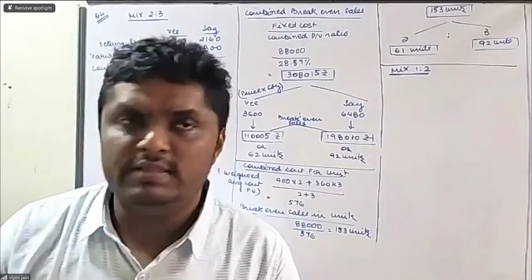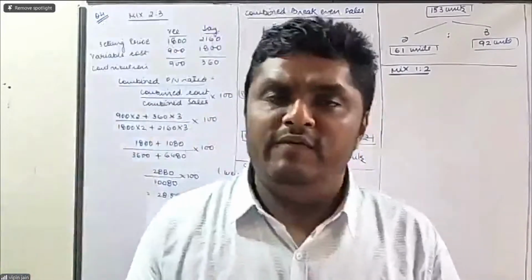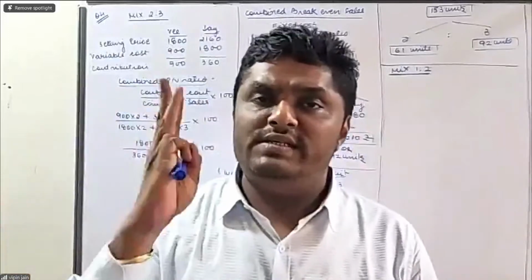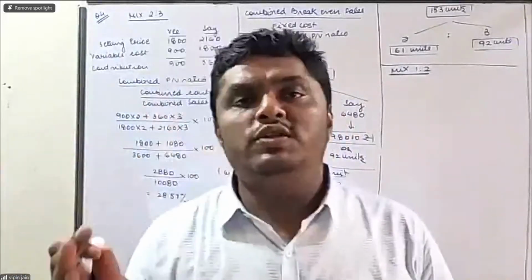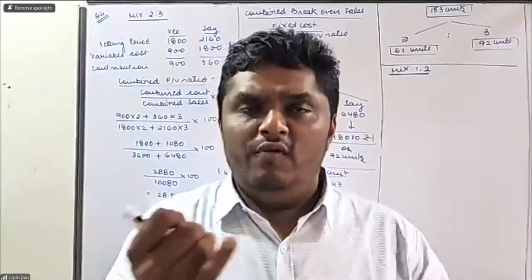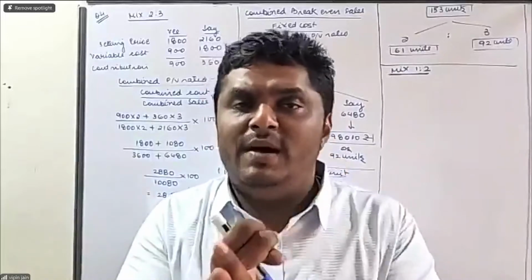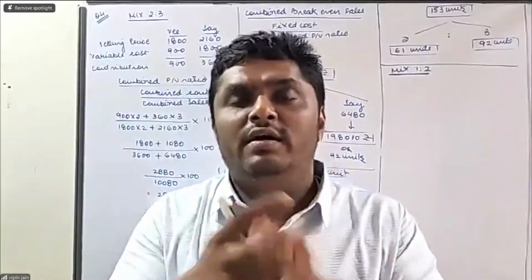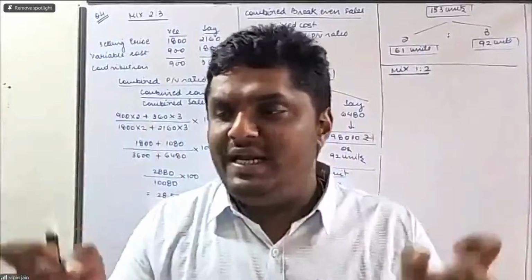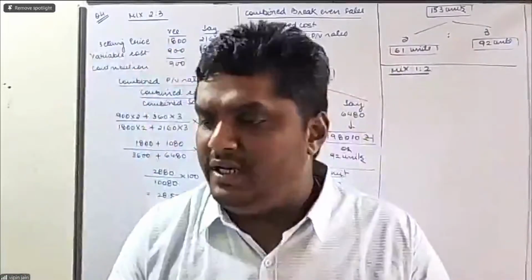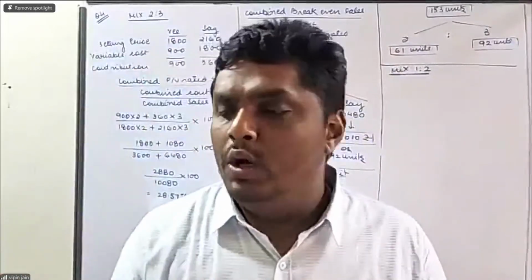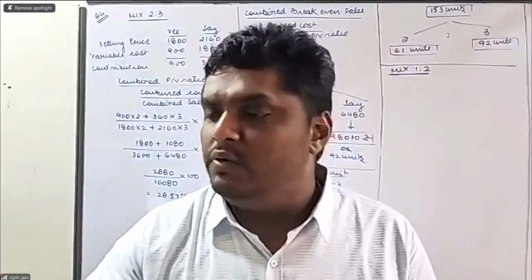I want complete answer. First point, combined PV ratio. Second, combined break-even sales. Third, separate break-even sales in rupees and in units. एक साथ पूरा आप type करके भेजिए so that I can figure out who were able to solve the complete question correctly.